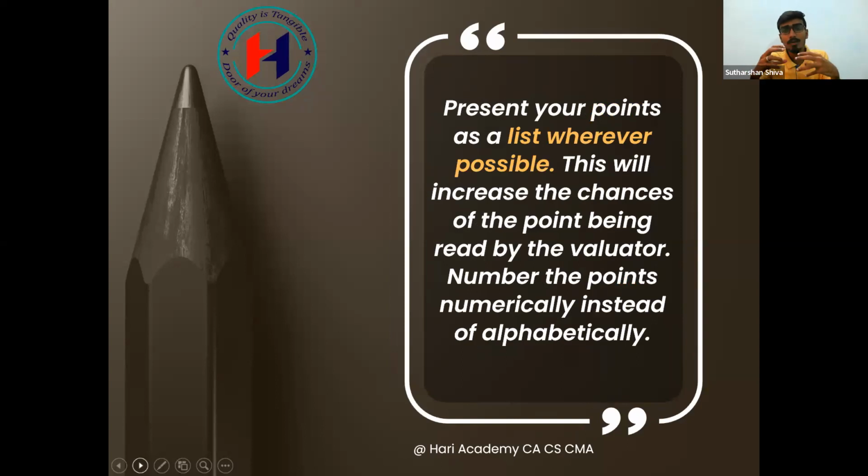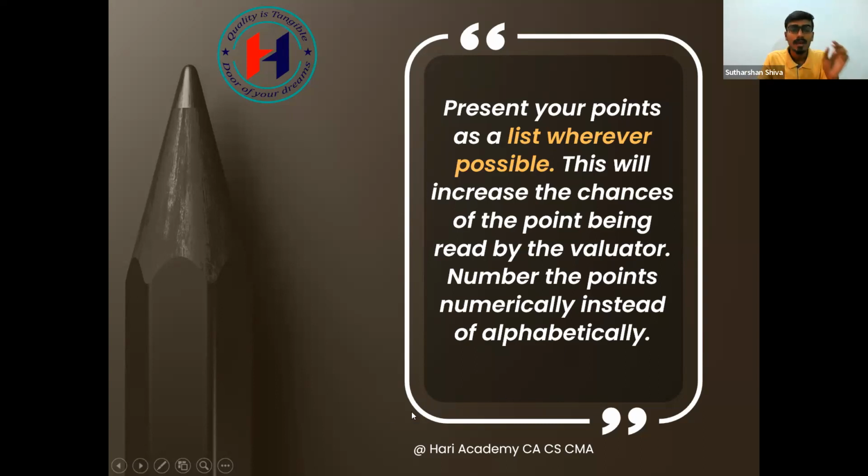Next, wherever you come across points, give them in a list. Let's say for discharge of contract, you will have 5 points. Write down the list of 5 first, and then explain those 5 points. It will enhance the evaluator's impression that you know everything and your presentation looks good.